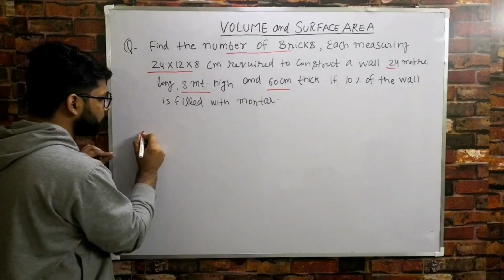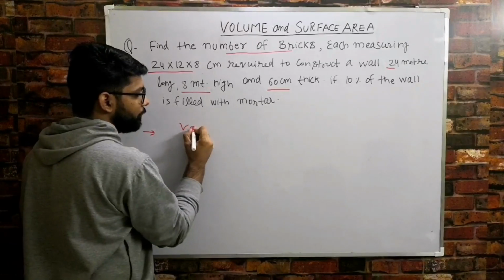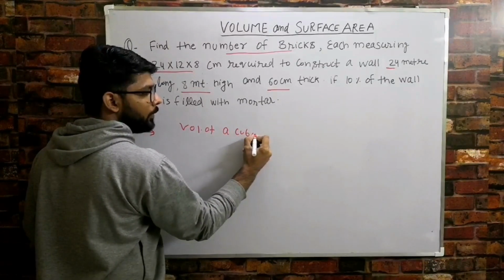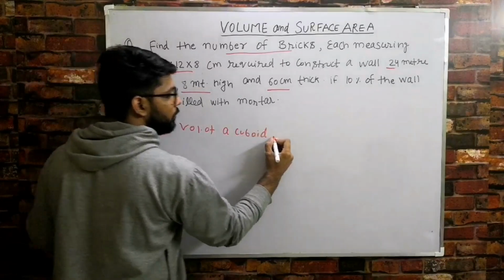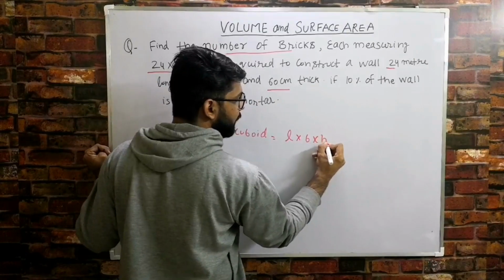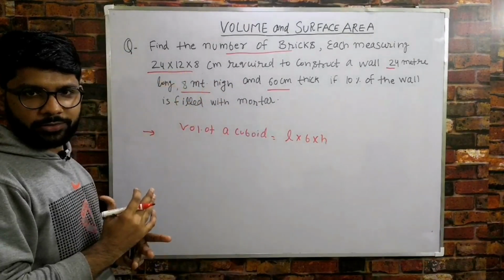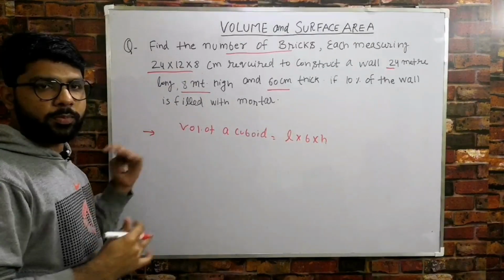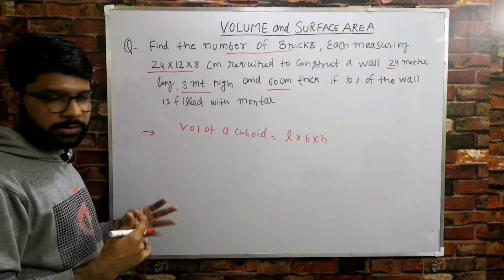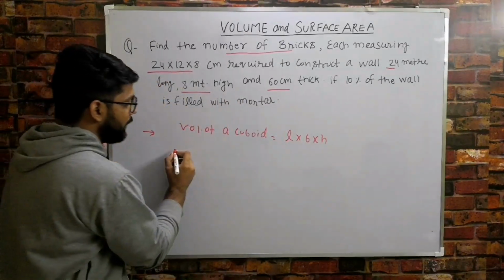So simple, we know that the volume of a cuboid is equal to length into breadth into height. Here the brick is also a cuboid and the wall form is also a cuboid. So we divide the volume of the wall by the volume of a brick, then we can find the total number of bricks. The volume of a cuboid is equal to L into B into H.